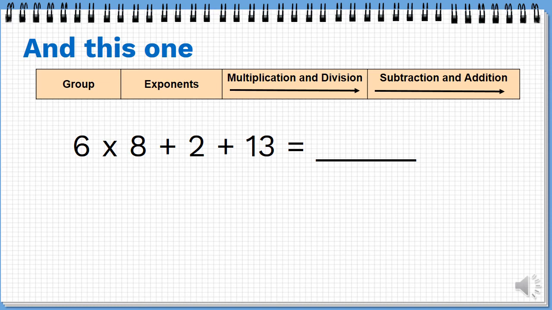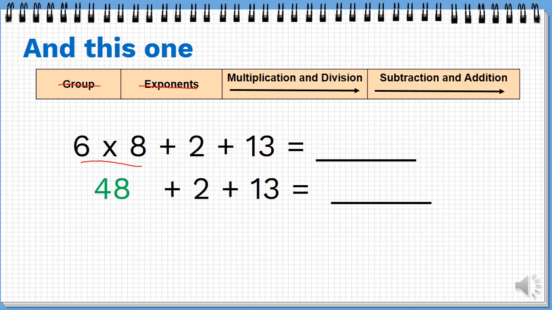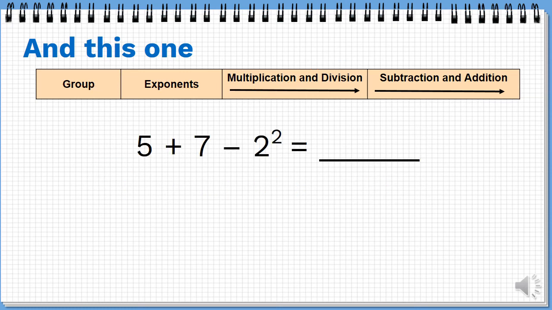Okay, let's go. Are there any groups? No groups. Are there any exponents? No exponents. Is there multiplication and division? Yes. So here is multiplication right here. We're going to do that first. So 6 eights is going to give us 48. So we have now 48 plus 2 plus 13. So we have completed that. Subtraction and addition, do we have? Yes. And we're going to move from left to right. 48 plus 2 is 50. 50 plus 13 will give us 63. Okay, let's try this one.